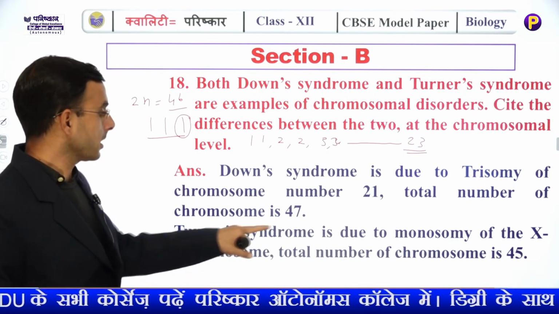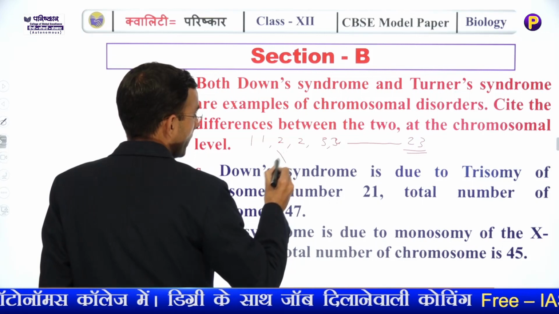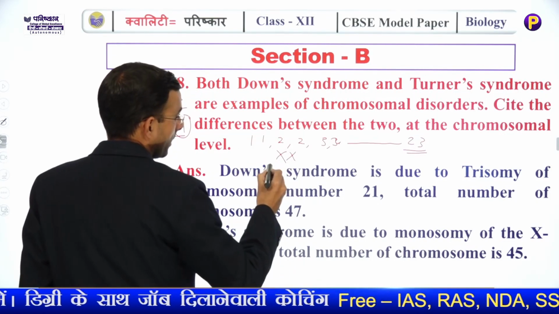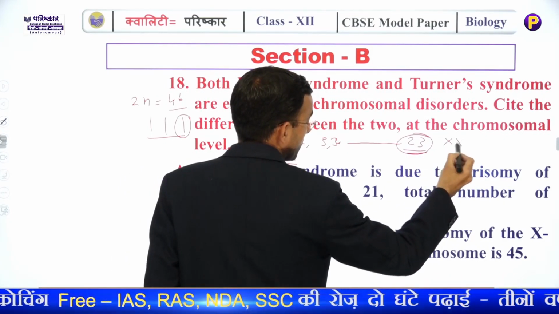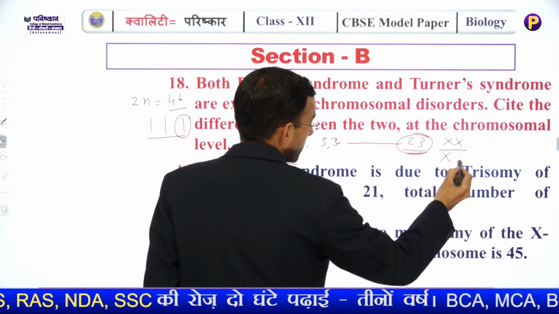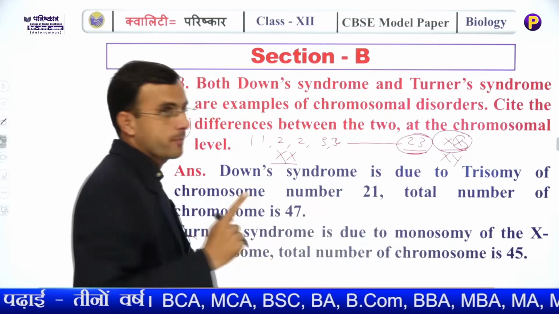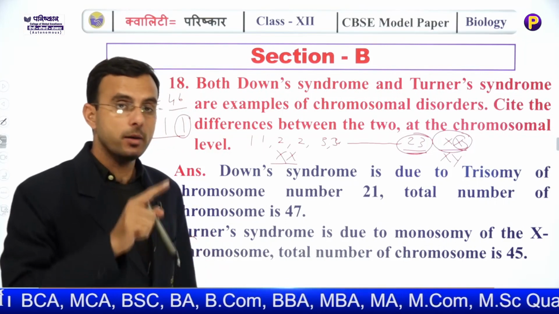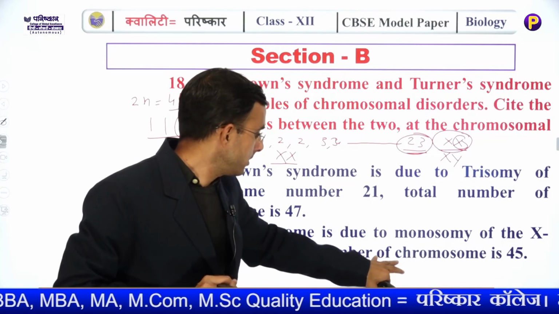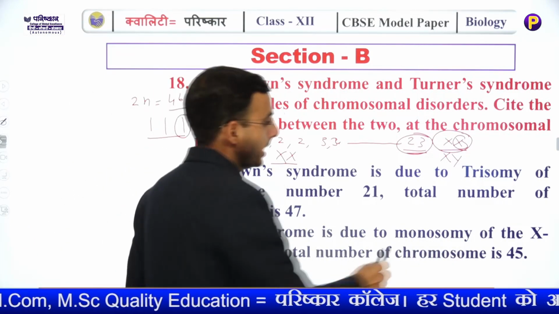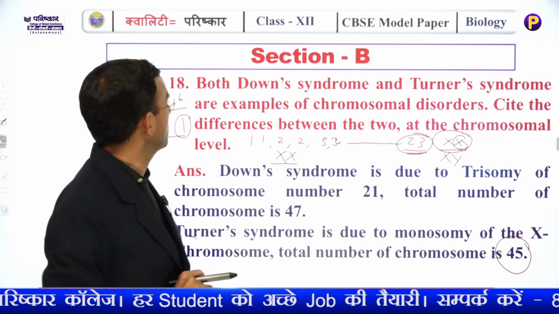On the other side, Turner syndrome is due to monosomy. That means in women there are 2 X chromosomes, because out of these 23 pairs, the 23rd pair in the female is XX, and in the male it is XY. So in the female, if one X chromosome is lost, that condition is known as monosomy, and because of that monosomy, the disorder is known as Turner syndrome. The result of this Turner syndrome is that the number of chromosomes is 45, one chromosome is decreased.